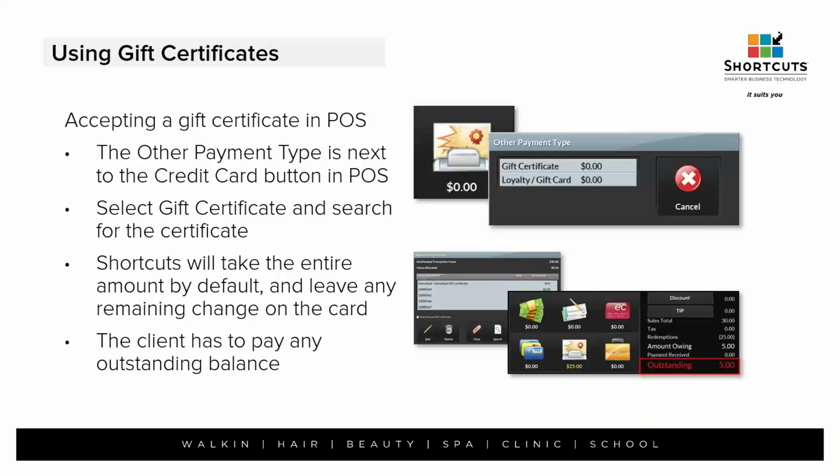You can search for it. So there's a search button and you can enter the barcode if you're using barcodes, or you can manually type it in. And then if there's any remaining balance on the gift certificate, it stays on the gift certificate until the entire value has been used. If the customer owes more than the value of the gift certificate, then Shortcuts will show you the remaining balance at the point of sale.